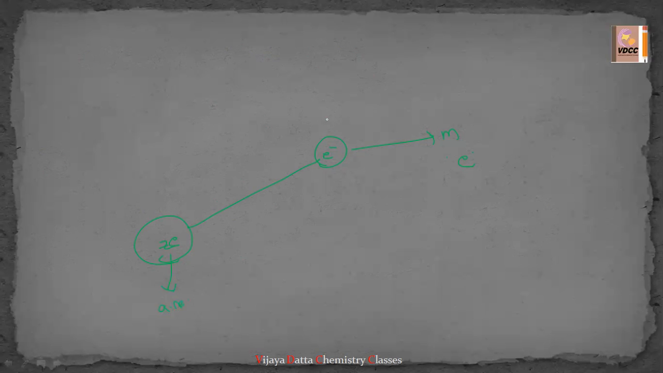So let v be the tangential velocity of the revolving electron, and r the radius of the orbit. Suppose here it is the nucleus and the electron is revolving; the radius of the orbit we are considering as r. So the electrostatic force of attraction between the nucleus and the electron, with Ze as the charge, e the electron charge, m the mass, and r the radius of the orbit, will be k into Ze square by r square.